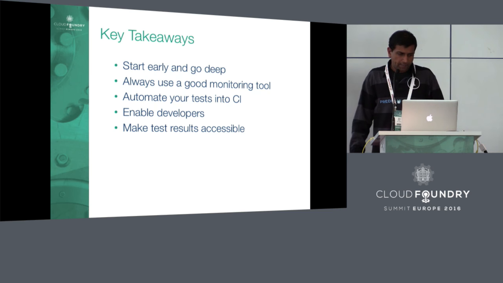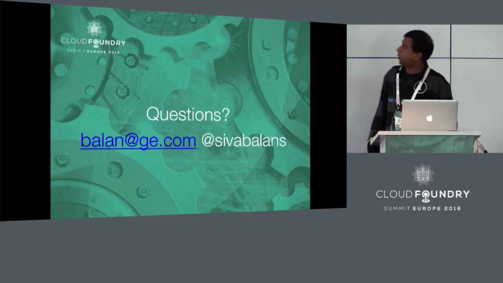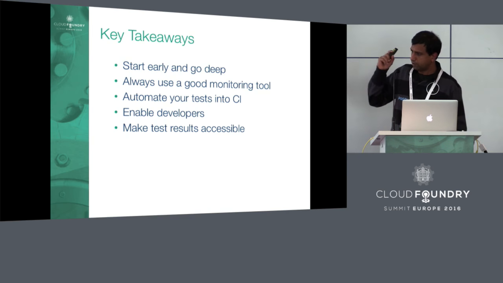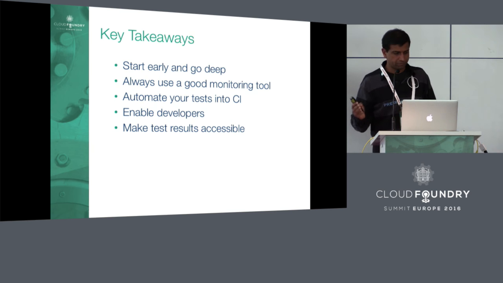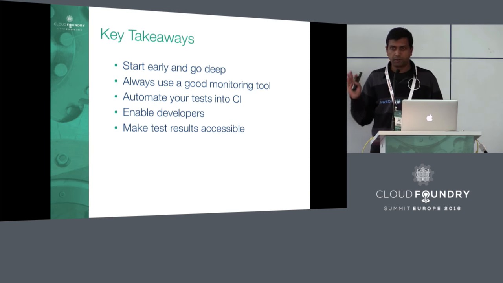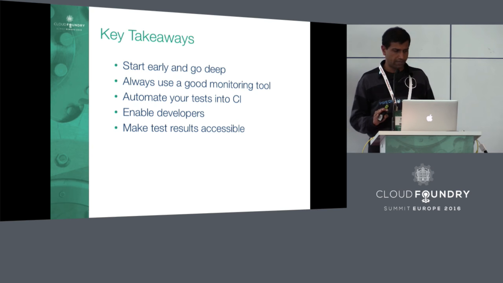Some key takeaways for running performance tests: you have to start early in your sprints, and you have to go deep. Just running one test and checking a box is probably not helpful. Always use a good monitoring tool, because without it you're literally flying blind. As far as possible, automate your tests with CI and run as many tests as possible. And enable developers, if possible, to run performance tests on their own.